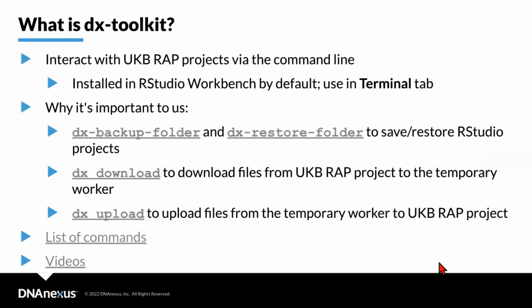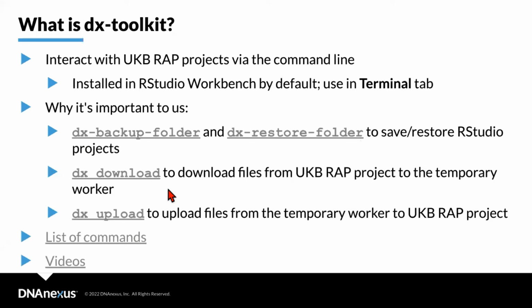So what is dx-toolkit? Dx-toolkit is a set of tools that can be used inside the command line, or as you will see in a moment, we can use it inside our R script using the system function. They are installed in RStudio Workbench by default, and you can use them in the terminal tab. There are plenty of different functions there, and you can see the list of commands, but I would like to pinpoint the important ones: dx backup folder and dx restore folder to save and restore RStudio projects, and I will show you how you can use them according to best practices and reproducible work.